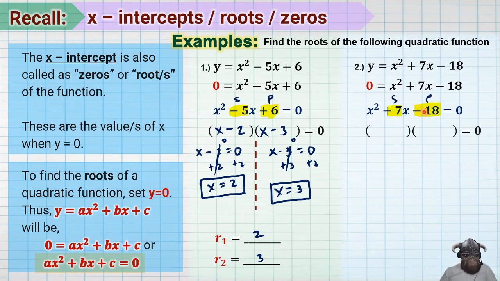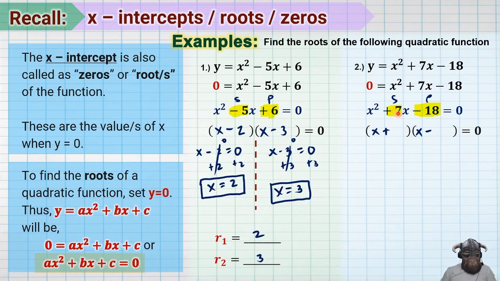Since yung c natin is negative, we can identify that the factors will be having one that is positive and one that is negative. Tapos, ang isa pang clue dyan is yung sum natin is positive. So, yung mas malaking factor natin dito is positive. Ano kaya yung dalawang number if we multiply? The answer is negative 18. We can have the factors 2 and 9. 2 times 9 is 18. Ang tanong na lang, sino dun yung positive, sino dun yung negative.